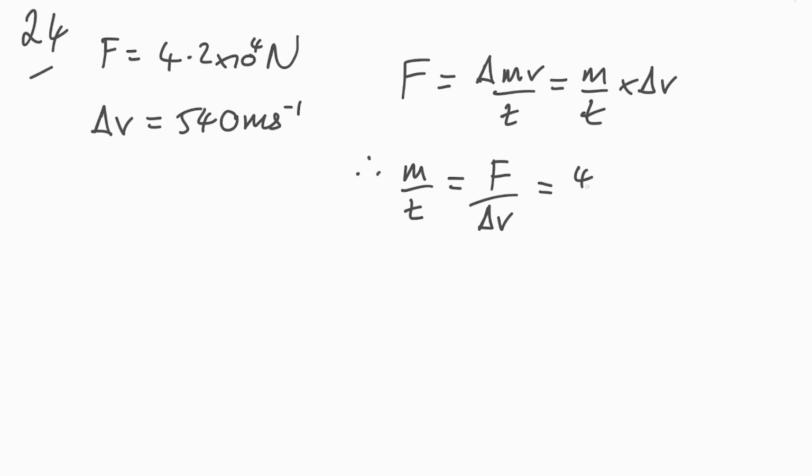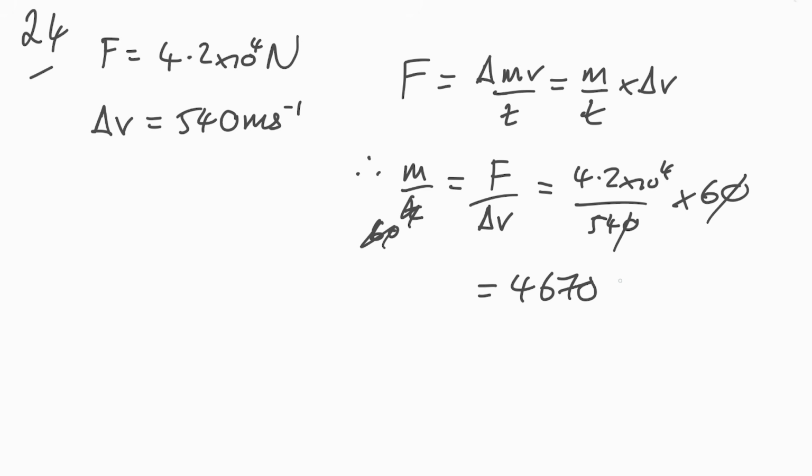So there's going to be that 4.2 times 10 to the 4 divided by 540. And then if we're just being asked to find out how much mass goes through in 1 minute, we can just say that that's 60. So we can just multiply that by 60. And I'm going to cancel a power of 10 there just for good measure. And that ends up being something like 4,670 kilograms. So I think the answer is D.